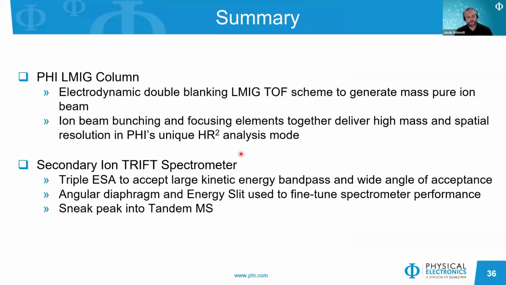So in summary, we went on a journey through the PHI LMIG column, in which we learned how the electrodynamic double blinking LMIG TOF scheme allows us to generate a mass pure ion beam. We also learned how ion beam bunching and focusing can allow us to undergo HR squared analysis mode, which allows us to analyze samples using both high mass and spatial resolution.